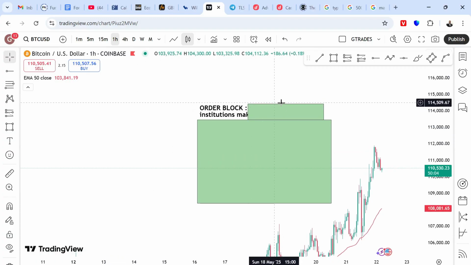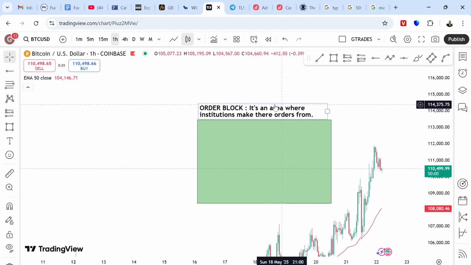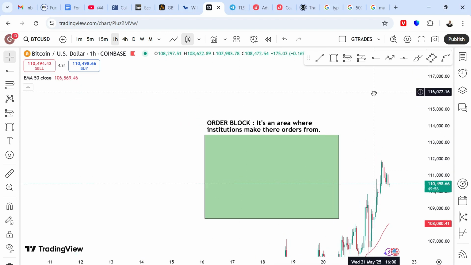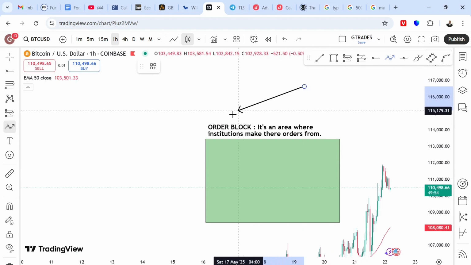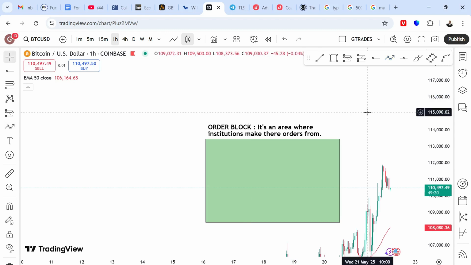What is an order block? An order block is an area where institutions make orders from, right? If you look at the name, order block, what does it mean? An area or destination where both buyers or sellers are taking orders from, right? If that region is a buying region, it means that particular region is a demand zone, and if it is a sell region, it means that region is a supply zone.